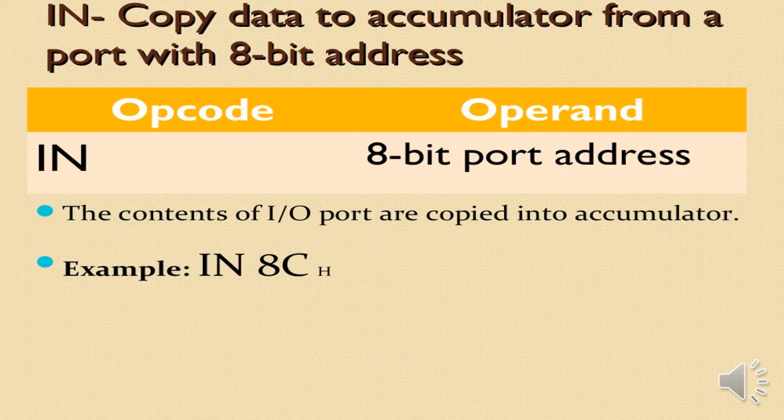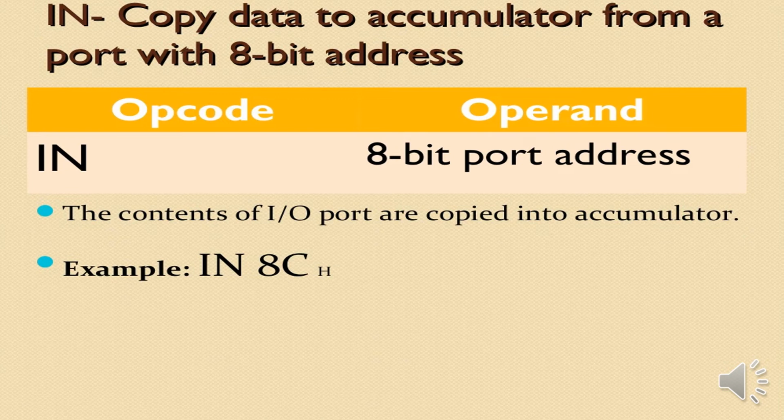So the IN instruction copies the data to the accumulator from a port with an 8-bit address. So this is an IO port, copied into the accumulator. The content of the IO port value, port A, port B, port C are also available. The ports transfer data from memory to peripheral devices and from peripheral devices to memory. So this is 8-bit data, the port address.